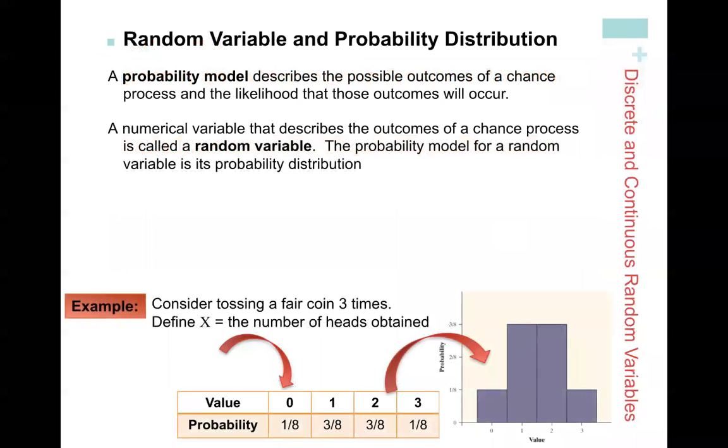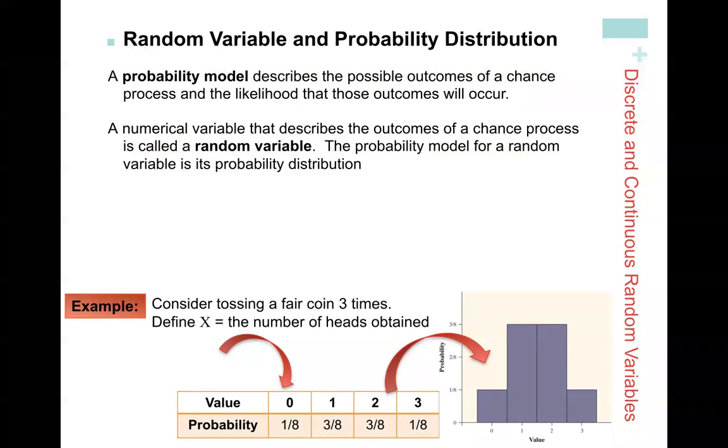Okay, so we learned in chapter 6 what a probability model is, and a probability model describes all the outcomes of a chance process and the associated probabilities of each one of those outcomes. A numerical variable that describes the outcomes of a chance process is now called a random variable. So a random variable in statistics, first of all, is the outcomes of a chance process. The chance process is the random, and the outcomes are the variable, because there's more than one outcome. The outcome can vary.